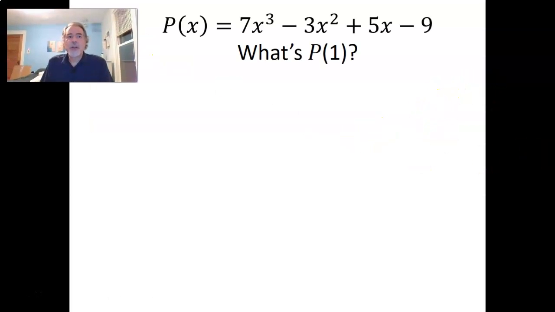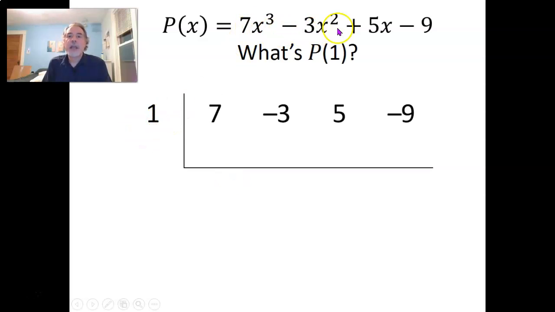Okay, so on with some more examples to try and get all this to really sink in and make sense and get us used to it. So p of x in this example is the polynomial function 7x cubed minus 3x squared plus 5x minus 9. What's p of 1? Well, we can do it two ways. We can just plug in 1 and calculate, or we can use the remainder theorem. We can set up synthetic division with 1 out in front, and then the coefficients 7, negative 3, 5, negative 9. And then whatever we get for the synthetic division remainder, that's the answer. That's p of 1.